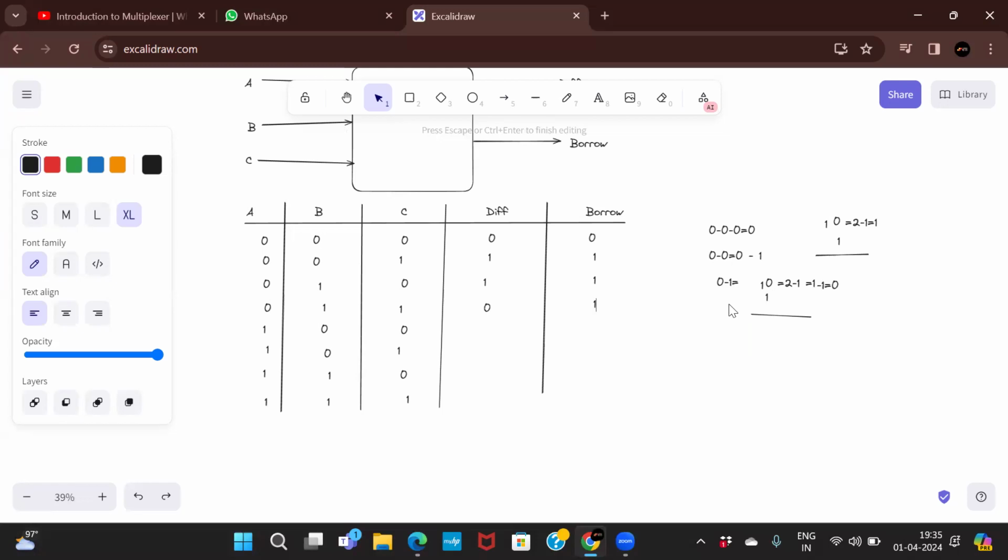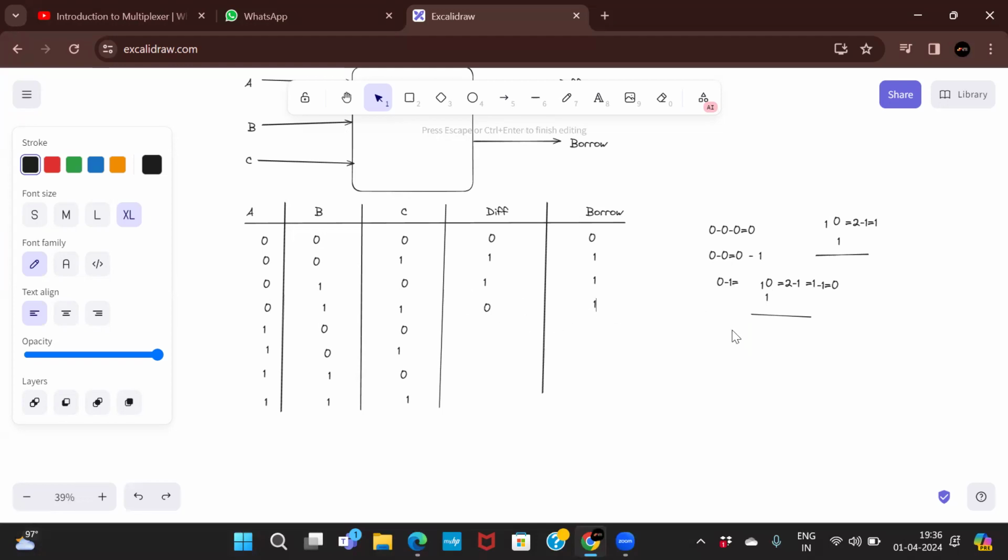So now the input becomes 0 minus 1. It automatically converts 1 0 into decimal, that is 2. 2 minus 1 is 1. And we have C as 1, so 1 minus 1 is 0. So borrow is 1, output will be 0.